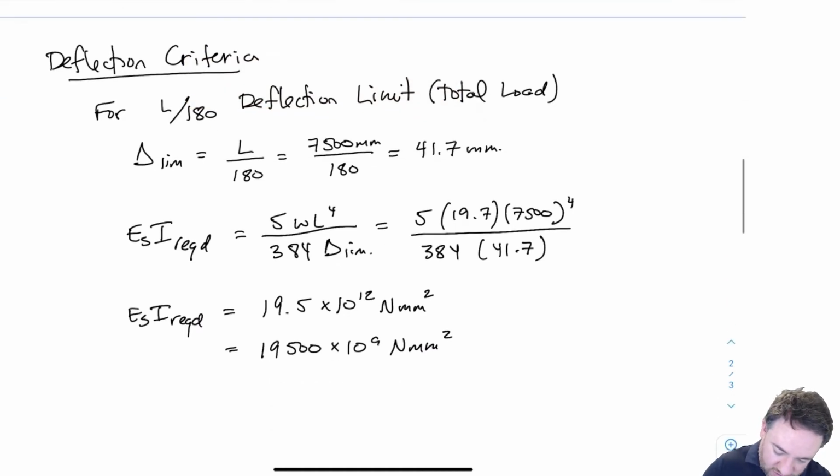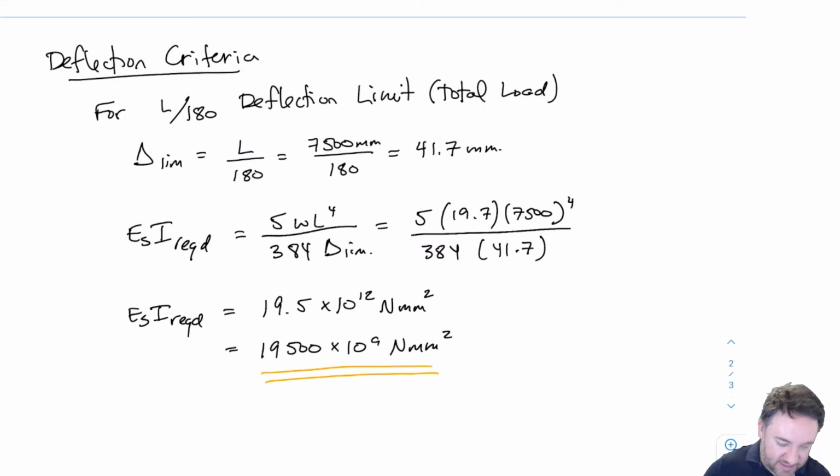As long as we pick a beam that has a higher ESI than this, then we're going to be good to go. And in the tables, it's given as ESI. I could just as easily divide this by ES because I already know what my ES is, and then search for a beam that has an appropriate I. In this case, for the design tables, it's more convenient to do it this way.